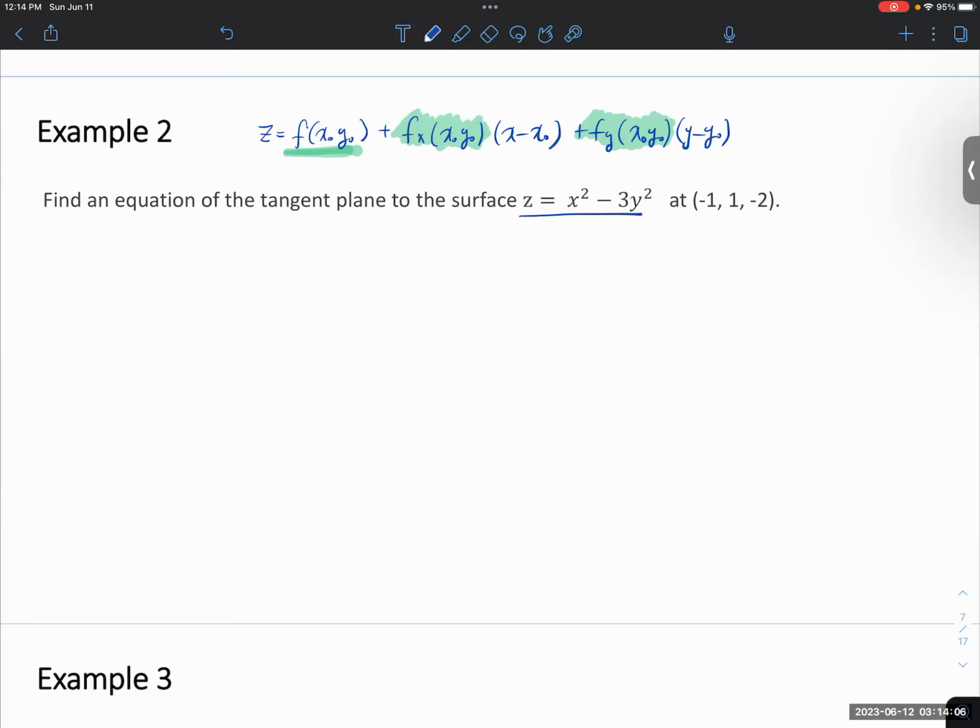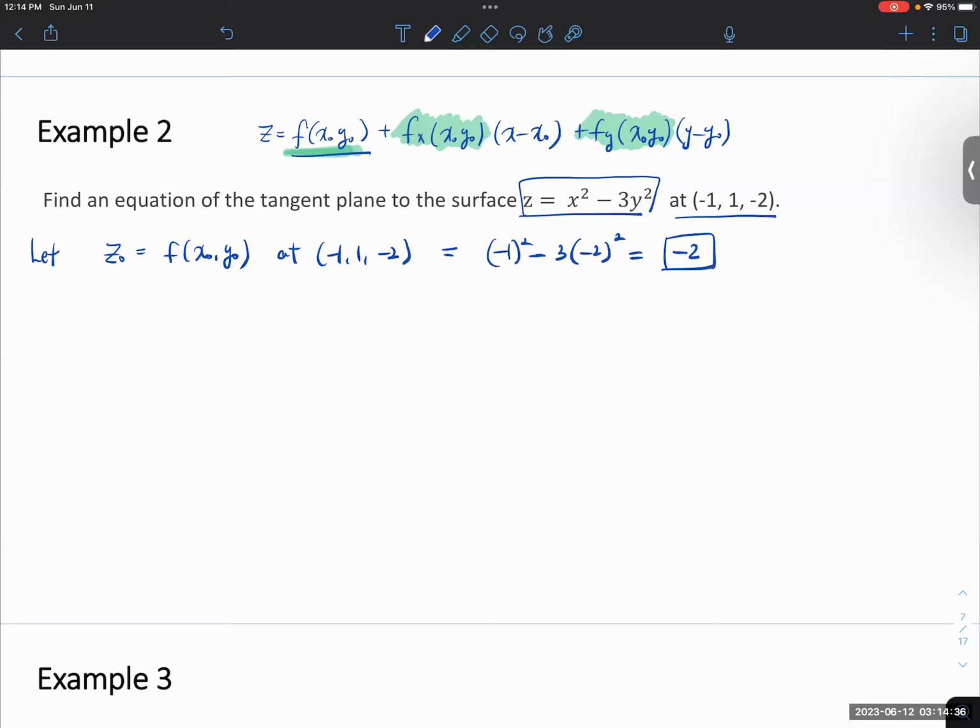So this is the equation. We're going to do it step by step, and here we have all 3 points. So we know z0, it's going to be f of x0, y0, right? And then at negative 1, 1, negative 2. So what are you guys going to do? This is the equation, so negative 1 squared, 3, negative 2 squared, so we have a negative 2. So this is f of x0, y0.